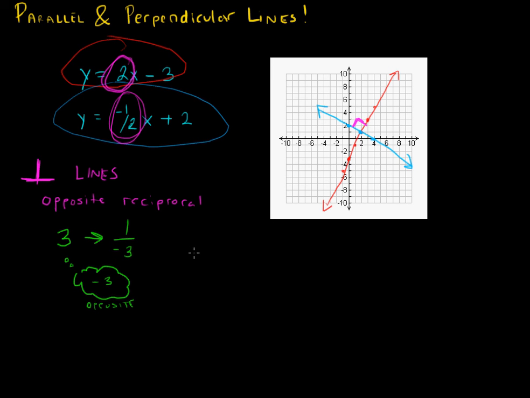Let's do another one. Let's say I had negative 4/3. I want a perpendicular slope, so the opposite reciprocal. The opposite of negative 4/3 would be positive 4/3, and then the reciprocal, so think about flipping it: positive 3/4. That would be a perpendicular slope.